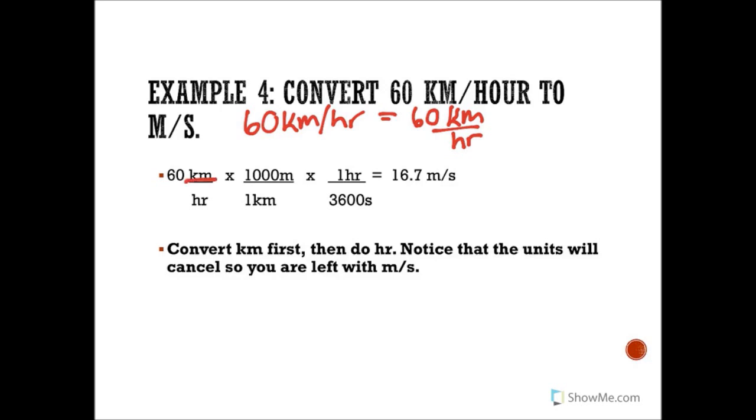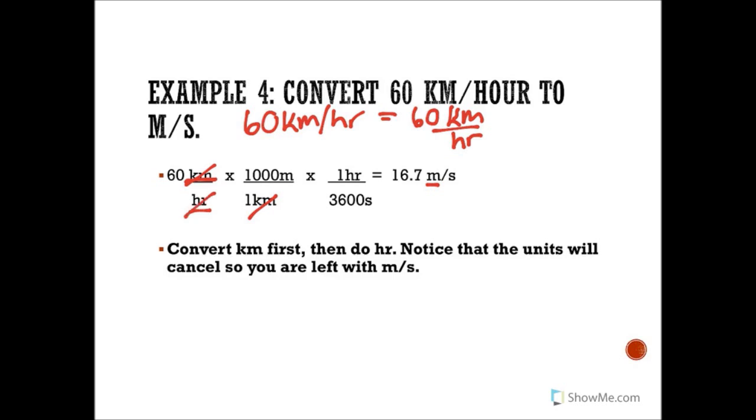I wrote that as a fraction, and if we want to get rid of the kilometers and change that to meters, we know 1,000 meters is equal to 1 kilometer. So we put kilometers on the bottom and so we can cancel it off with kilometers on the top. We're left with meters on the top, which is what we want in our final answer. And then we have hours on the bottom. We want to get it to cancel off with hours on the top.